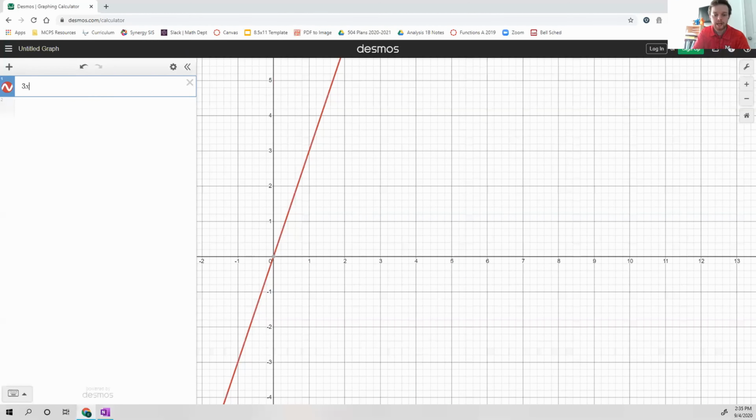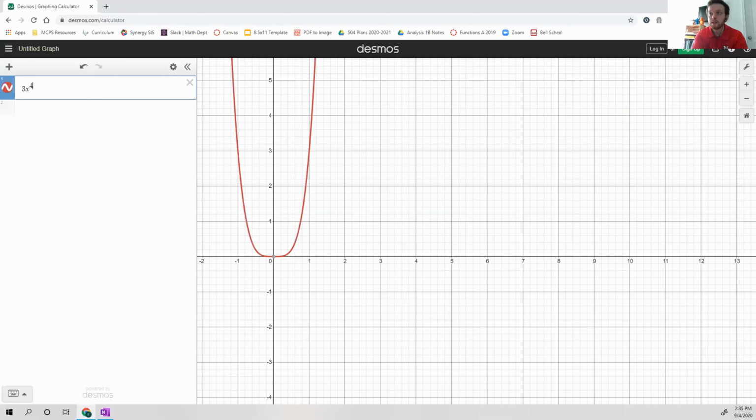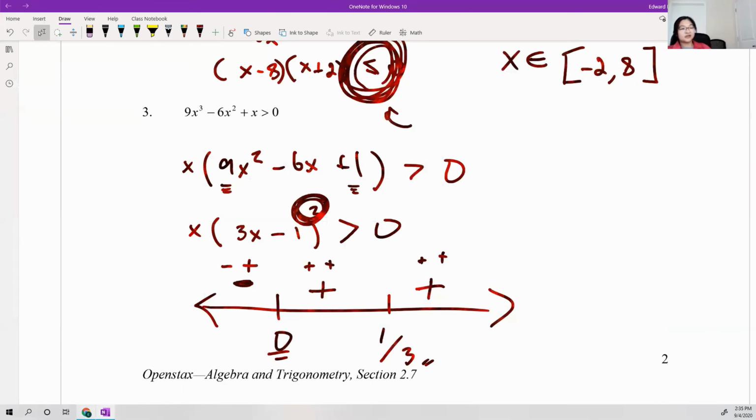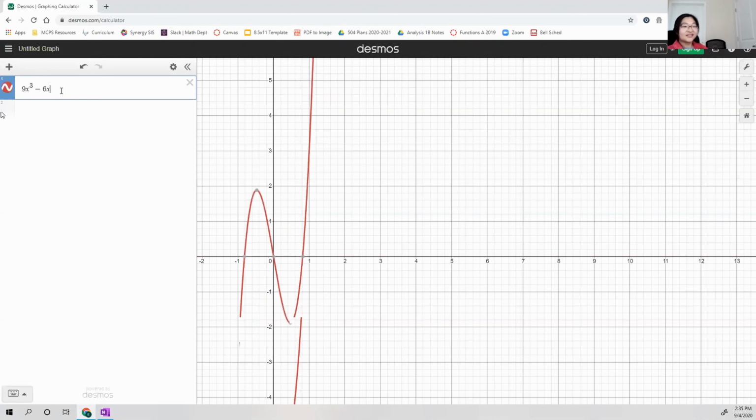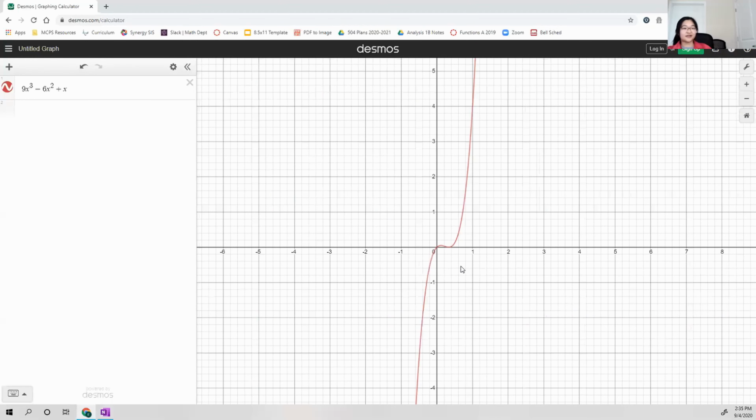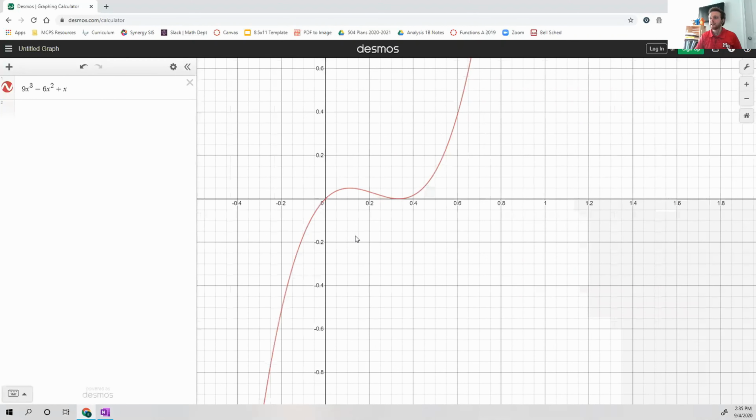We have 9x cubed minus 6x squared plus x. Let's zoom in on this thing. And exactly what we thought. We crossed through that single root at 0, but when we have that double root, that square, it turns around.